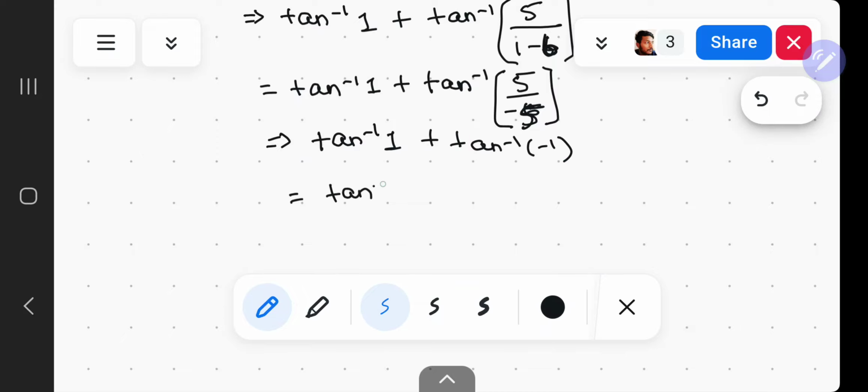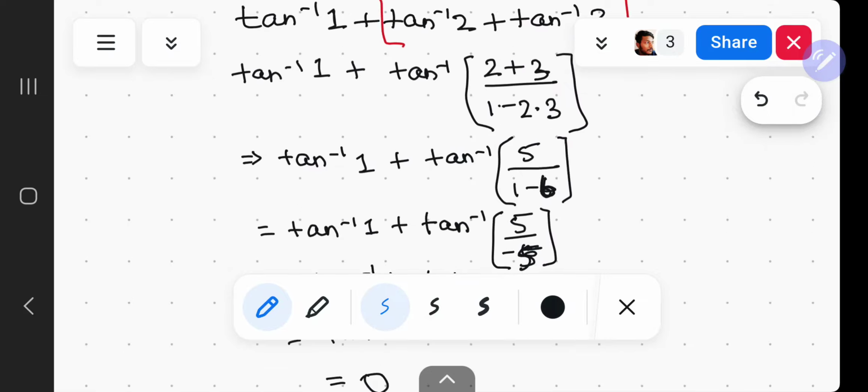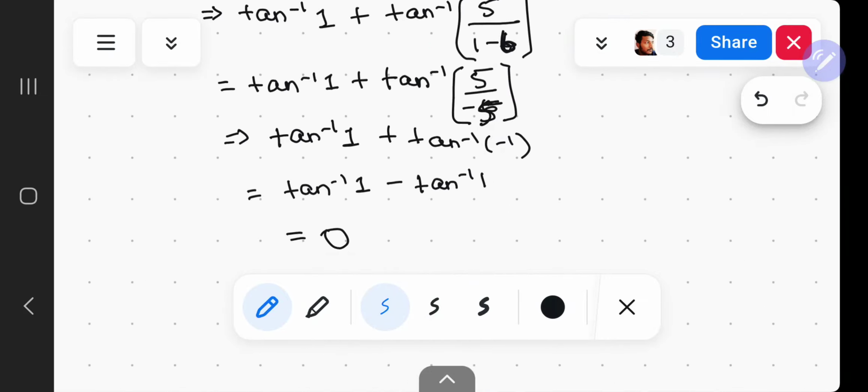Okay, and we know that we can take out minus 1 from tan inverse, so that will be minus tan inverse 1. So the answer is 0. The answer here is 0.